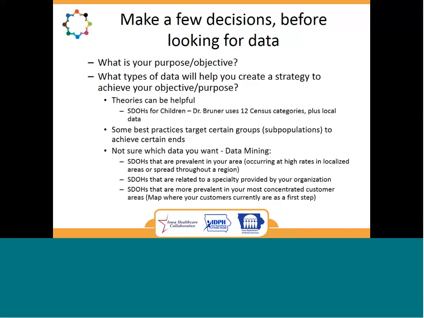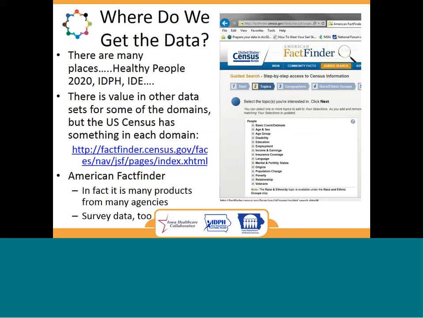So SDOHs that are prevalent in your area, which we can identify from the data, occur at high rates in localized areas, or are spread throughout a region. SDOHs that are related to your specialty provided by your organization, so we can search those out in your data or in the aggregate data that's provided by agencies. And SDOHs that are more prevalent in your most concentrated customer areas. That's a two-step process where we look where your customers are by mapping them, summing them up, and looking at some of those data. So you've heard about 3 strategies for younger programs. Now I'm going to move on and actually use Dr. Bruner's research as an example from one of those.